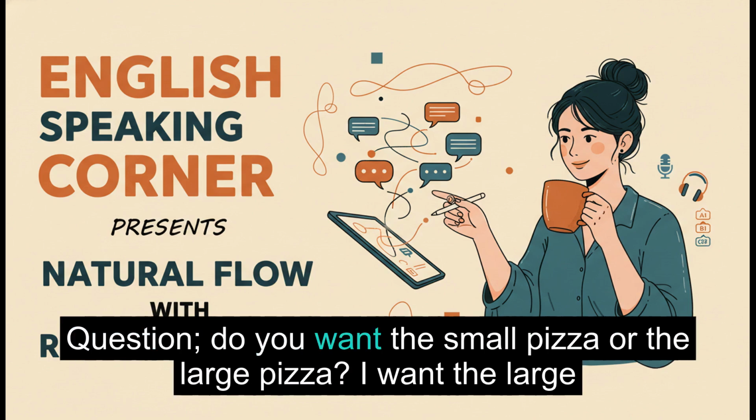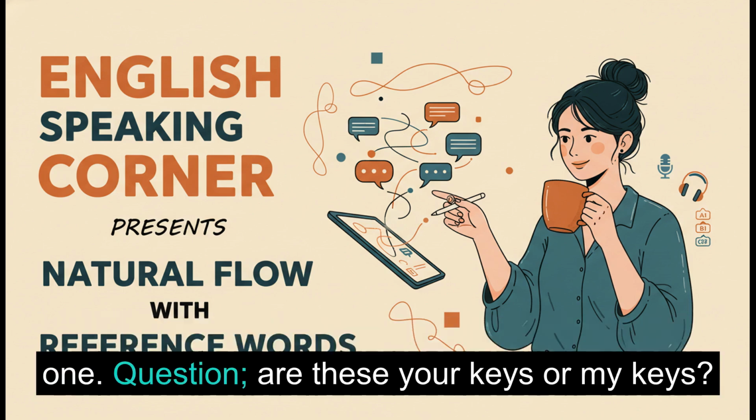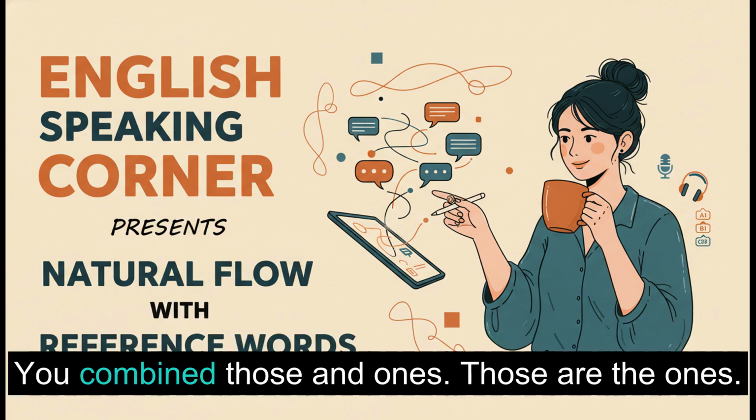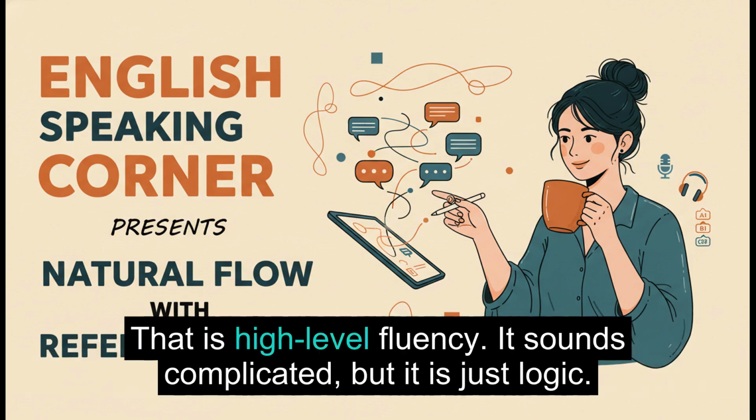Question. Do you want the small pizza or the large pizza? I want the large one. Question. Are these your keys or my keys? Those are the ones I found on the table. Very nice usage. You combined those and ones. Those are the ones. That is high-level fluency.